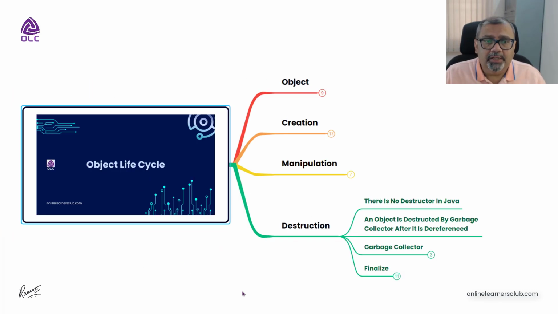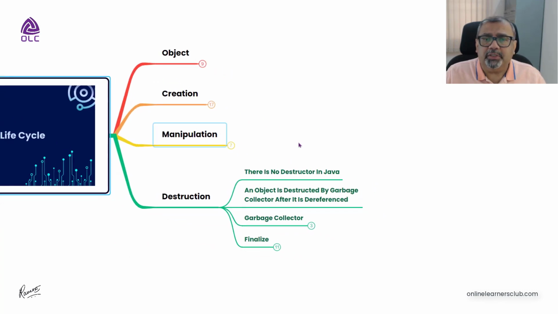Let us come to the last element of the Java object lifecycle, which is nothing but destruction. When you talk about destruction, the first thing we need to understand is that there is no destructor in Java. Other programming languages, for example C++, come with an explicit destructor definition. Java does not have any such destructor. An object is destructed by a separate background thread called the garbage collector. We have already talked about the garbage collector in the previous chapters, and this is the place where the garbage collector will remove the object from memory when an object is dereferenced.